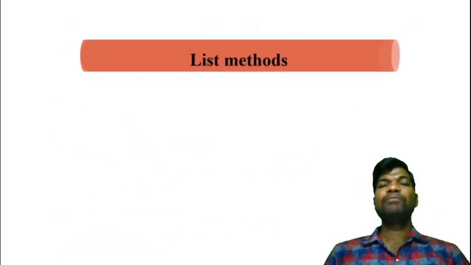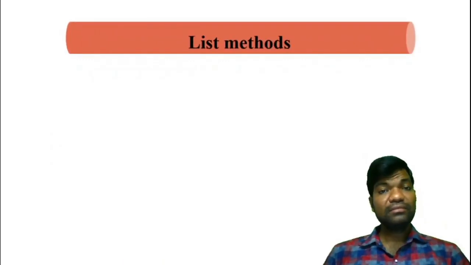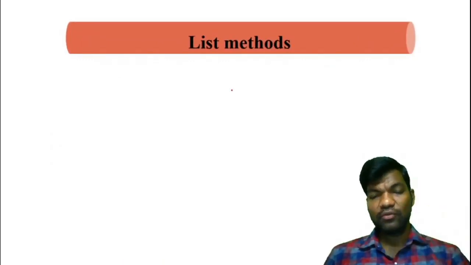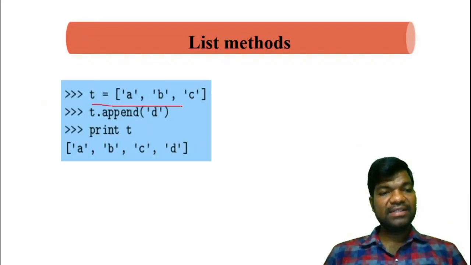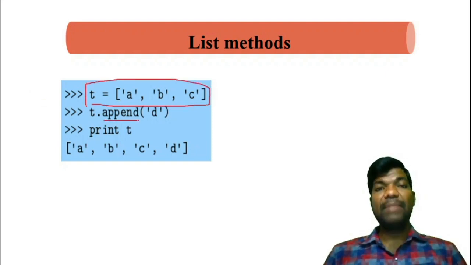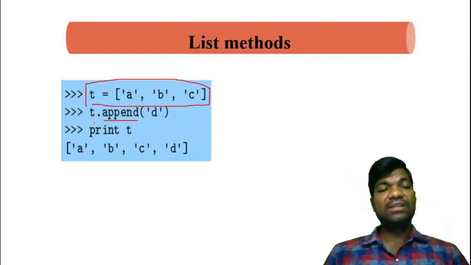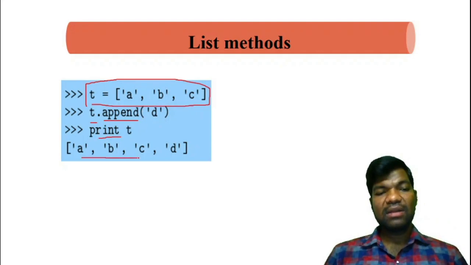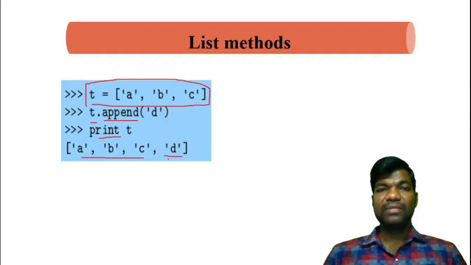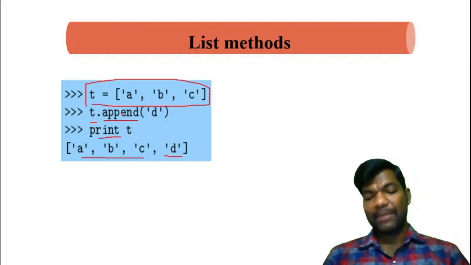Next, coming to list methods. Many methods are there, and I will give only a few. First, consider a list T equal to A, B, C. Now I am using the method append. Append is used to add an element into the list. T dot append of D. So I am adding D. Print T: A, B, C are common, and at the last the element is added. That is the use of append.